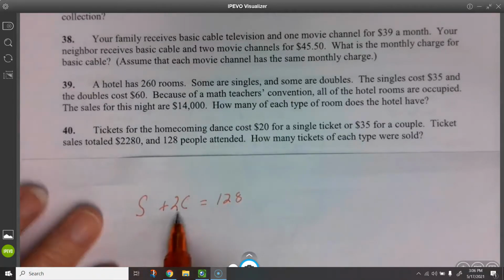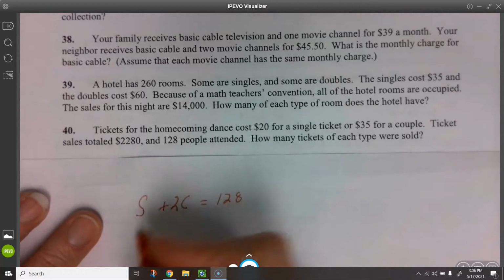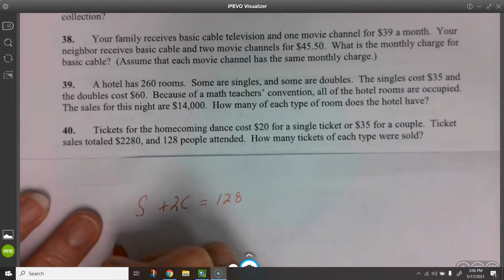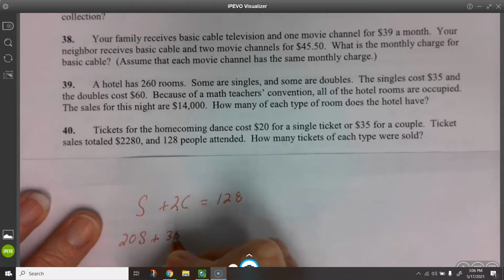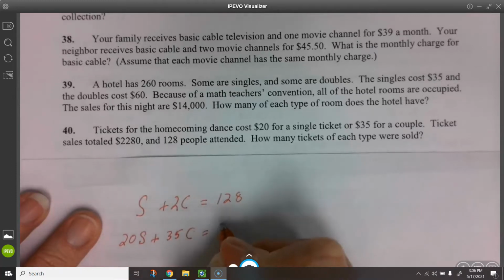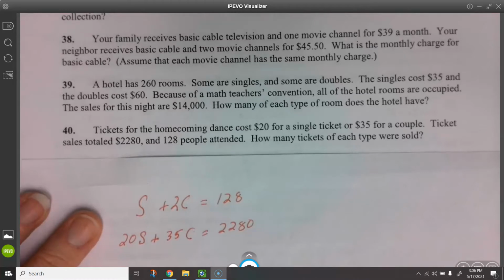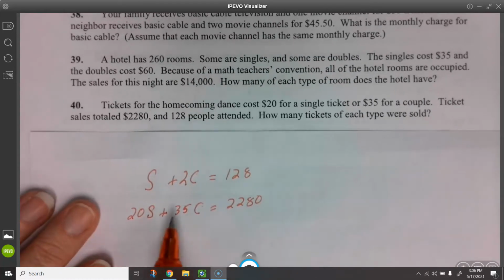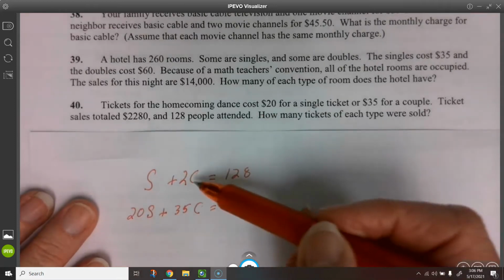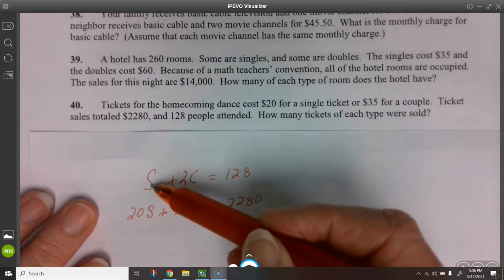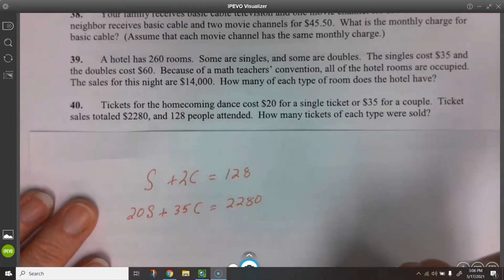Okay, so we're going to have singles, and we're going to have couples. Then we're going to have that the total, so it's $20 for a single ticket, or $35 for a couple's ticket. And you would have to solve this. Now, this one lends itself to substitution because you could solve for the S and plug it in. But you could multiply this equation by a negative 20, therefore eliminating your S's.